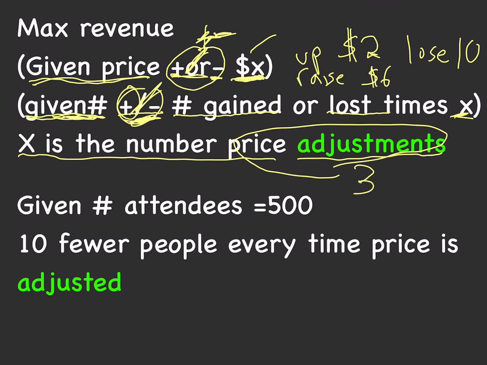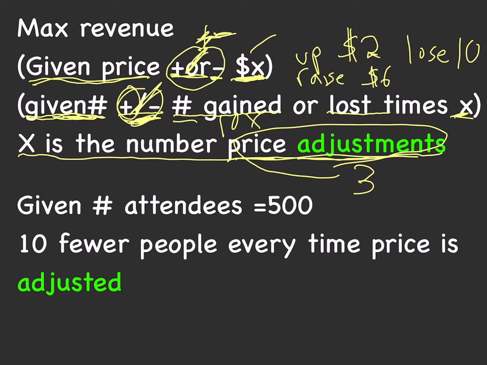So let's say you would lose 10 people every time you raise the price. Then you're going to want to put minus 10x, okay? Minus 10 people times x. And again, what is x? X is our number of price adjustments.